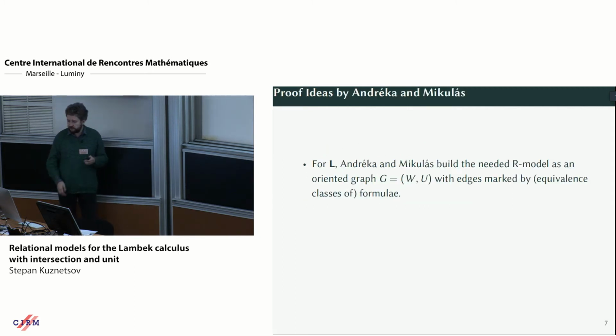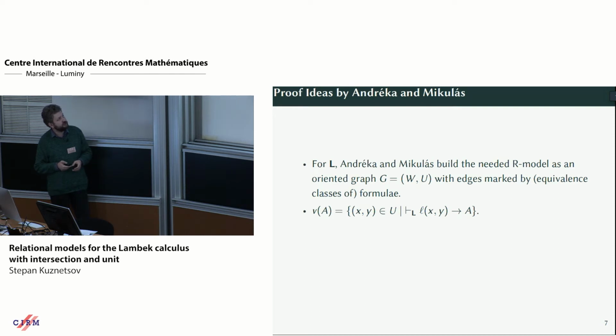So for the original Lambek calculus, how do Andreka and Mikuláš build their needed relational model? They construct some sort of oriented graph. They do it in an iterative process. It's quite a long journey, but the idea is that they somehow construct a graph which is going to be our world, W, and our universal relation will be the set of edges of this graph. It will be acyclic, by the way. And edges are marked by formulae or equivalence classes of formulae, elements of the Lindenbaum-Tarski algebra.